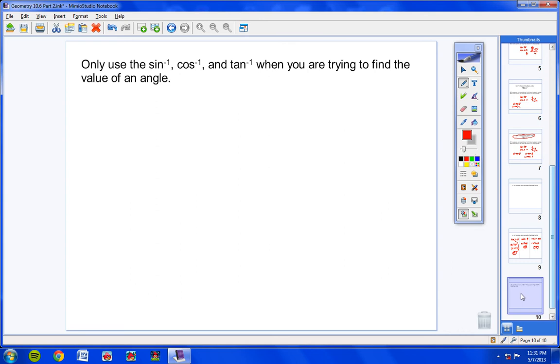Only use the sine inverse, cosine inverse, and tangent inverse, that's what that -1 means, inverse, when you are trying to find the value of an angle. If you use those buttons any other time, you're going to make a mistake. That is what that button is for: finding missing angles. So with that in mind, I want you guys to take a bunch of notes, so no complaining, please. Grab your pencils, grab your notebooks.